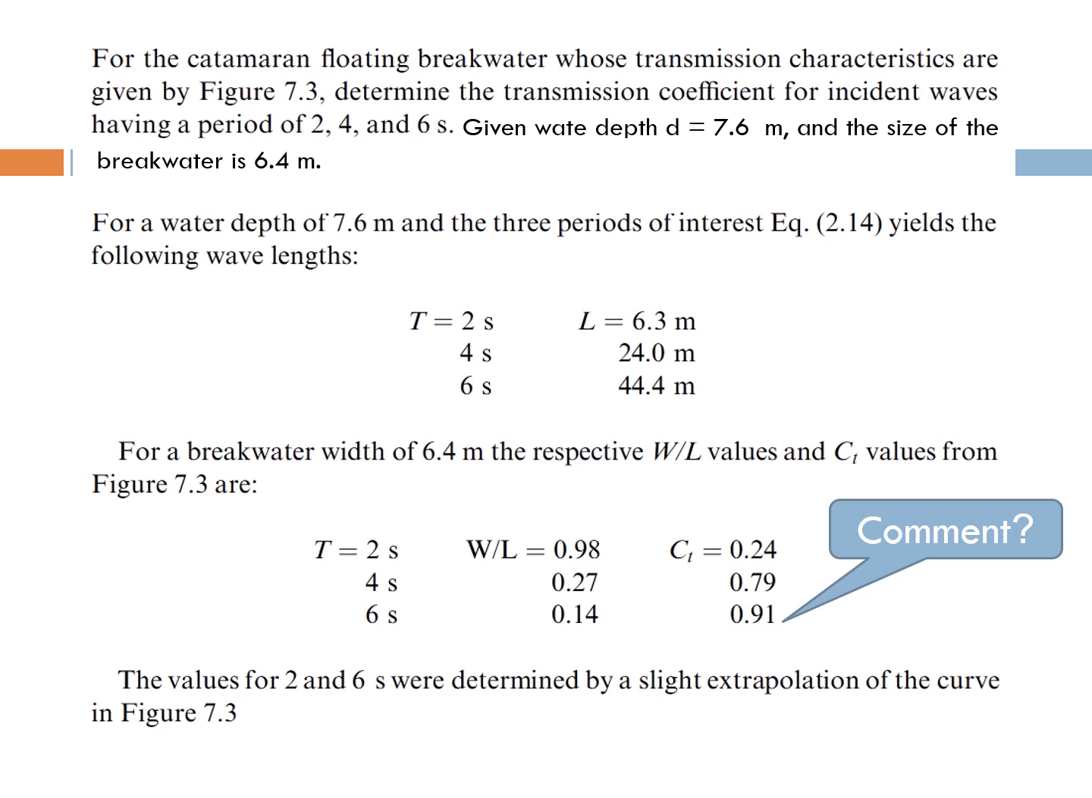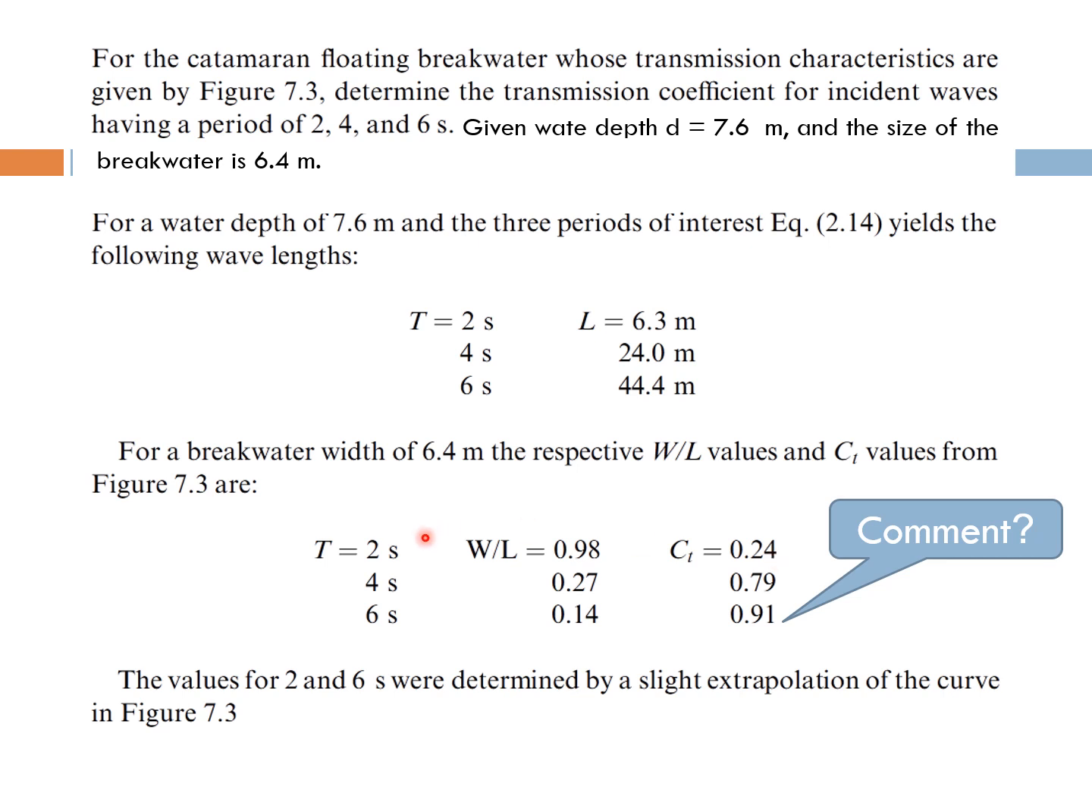So we solve this problem by first taking the wave period to derive the deep water wavelength and subsequently the wavelength at this location where water depth D equals 7.6 meter. Since the breakwater width is 6.4 meter, we can now calculate the ratio W/L for each of the 3 cases, and then from the graph we are able to read the transmission coefficient for these 3 cases.